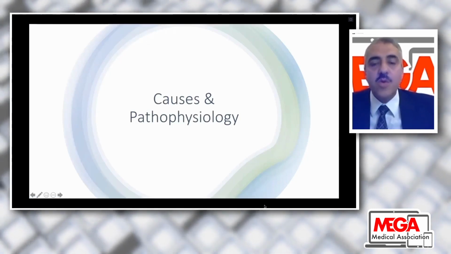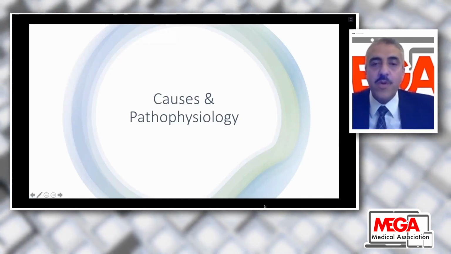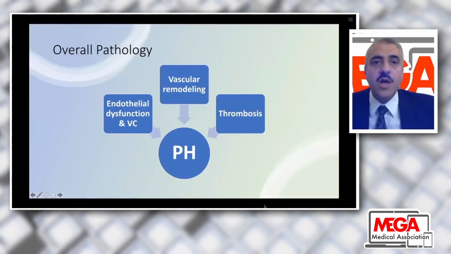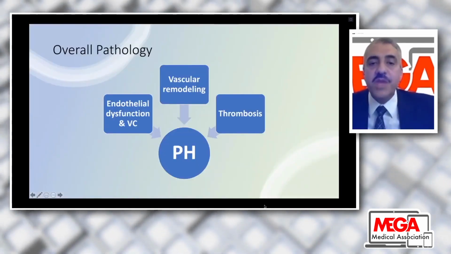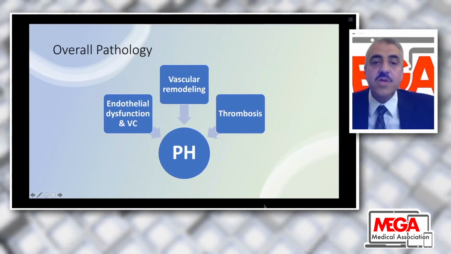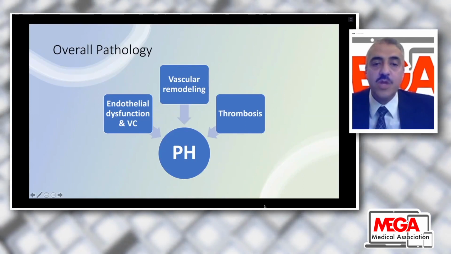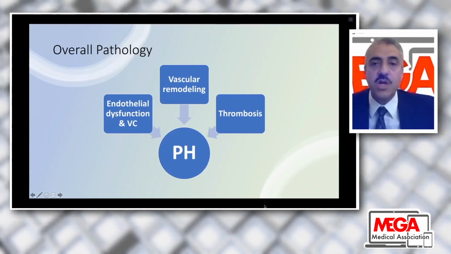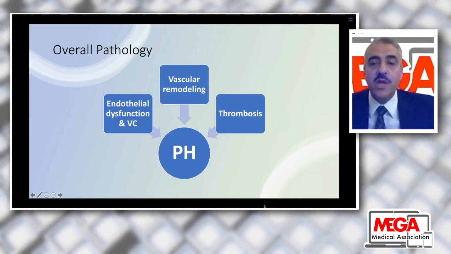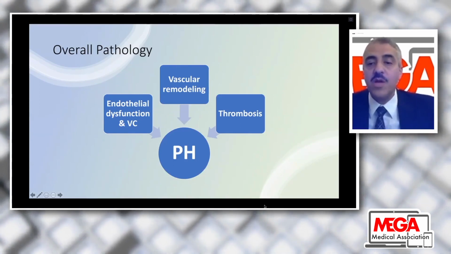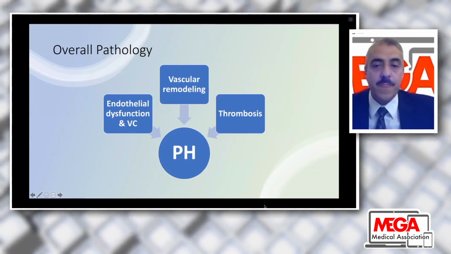What are the causes and the pathophysiology of pulmonary hypertension in general? The overall pathology consists of 3 important things. First, endothelial dysfunction and imbalance between vasodilators and vasoconstrictors, resulting in vasoconstriction. Second is vascular remodeling. And third is the in situ thrombosis of the pulmonary arterioles.